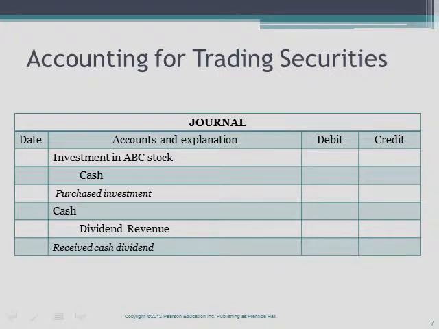The entry to record the purchase of a stock investment is shown first. The second entry is to record dividends received from the investment. So we can see that if we're purchasing an investment, we're going to debit investment in ABC stock as an asset, and we're going to reduce the cash by crediting cash. If we receive dividends as a result of that investment, we're going to receive cash, so that would be a debit to cash and a credit to dividend revenue.